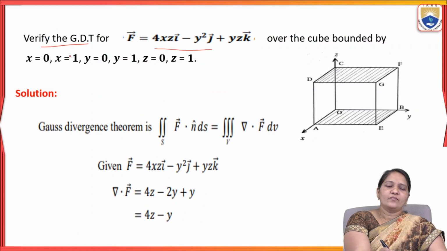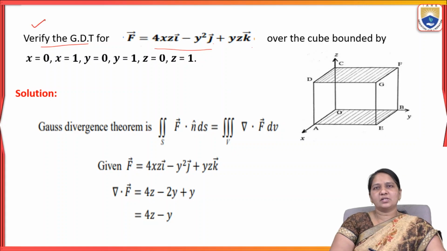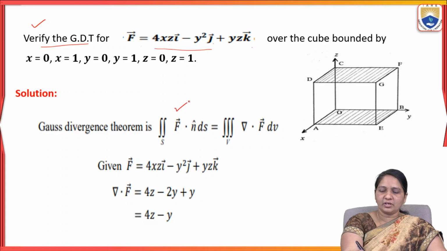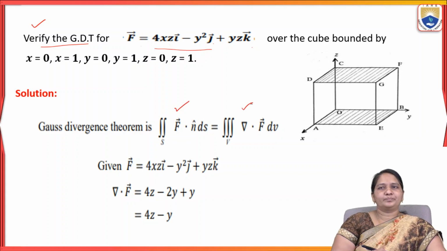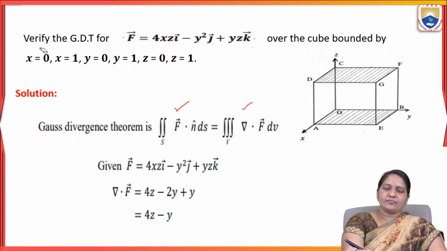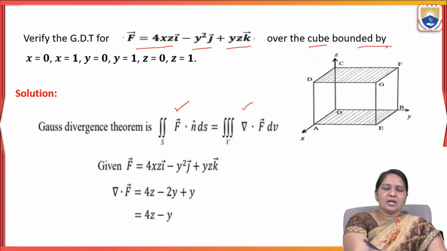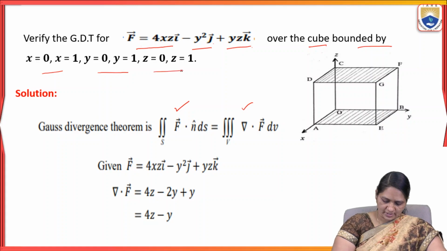So now the second one. Verify the Gauss Divergence Theorem for F bar equal to 4xz i minus y square j plus yz k. Same problem. They are asking to verify Gauss Divergence Theorem, which means we have to do two parts. We have to evaluate the surface integral and also the RHS part, the volume integral. We can see how we can solve. Given: verify Gauss Divergence Theorem over the cube bounded by x equal to 0 and x equal to 1, y equal to 0 and y equal to 1, and z equal to 0 and z equal to 1.